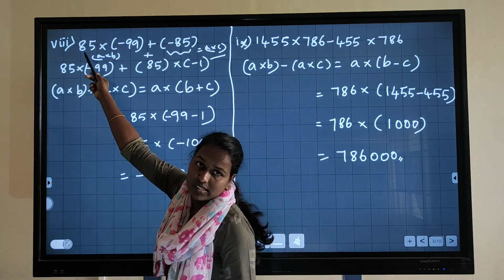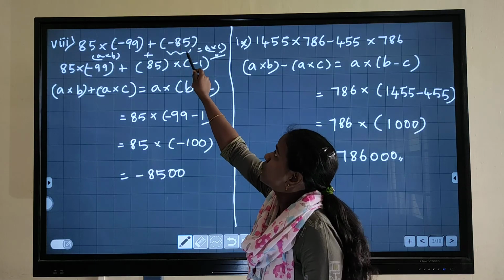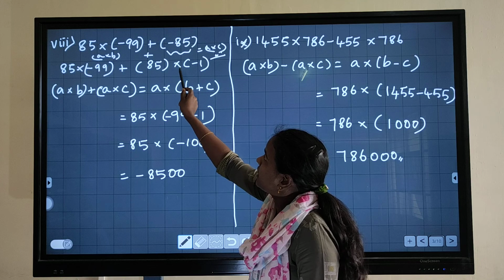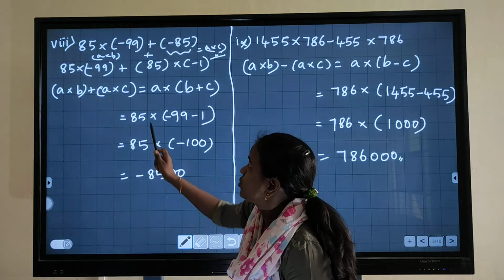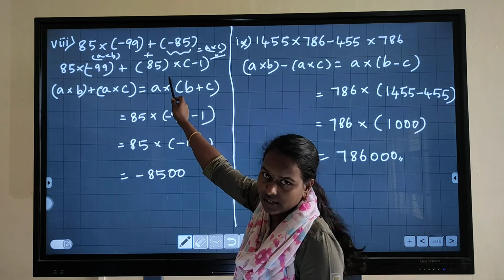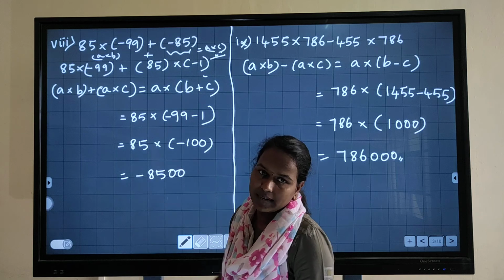See, in this, A value is 85. Here A multiplied by C, the answer is minus 85. So I can write this as 85 multiplied by minus 1. If you multiply this, you will get minus 85 only. So here also A value is 85, here also A value is 85. This is B, this is C. If you multiply these two, you will get minus 85.